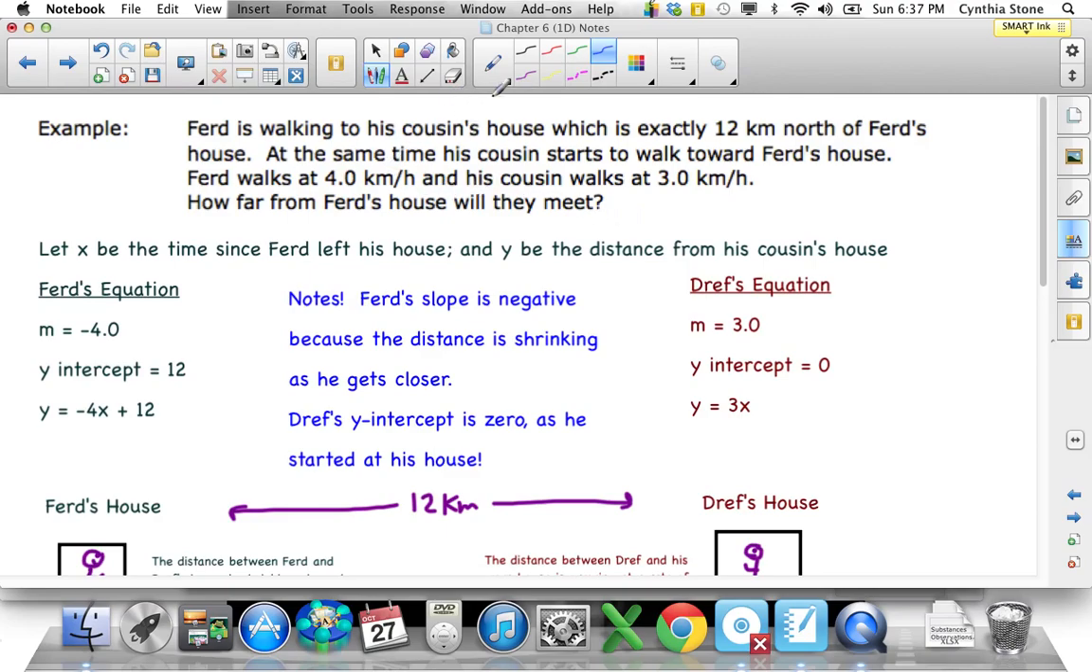Well, Miss Stone made a mistake. We're going to say how far from Dreff's house, because I based everything on that. And by the way, Ferd's cousin is Dreff. So just change it now. Because I said let x be the time since Ferd left his house and y be the distance from his cousin's house.